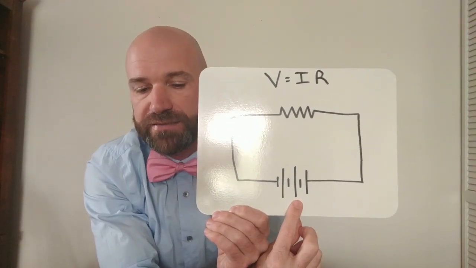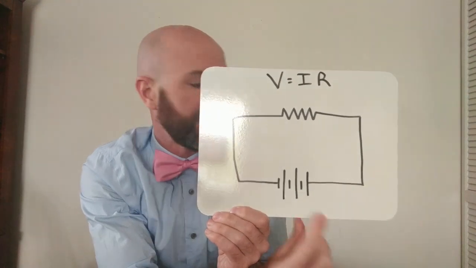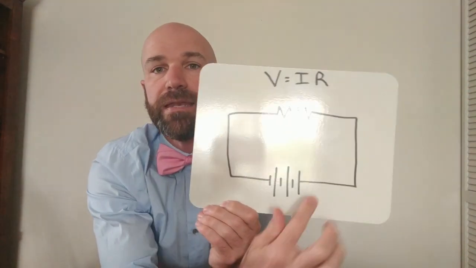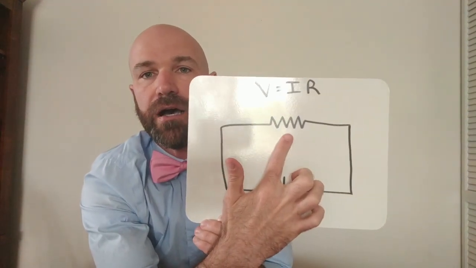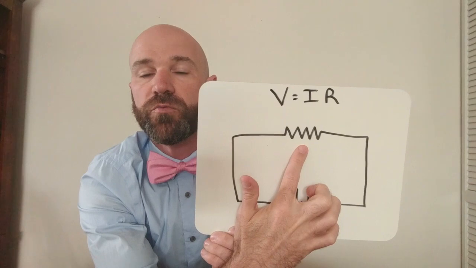You can also think of this as your battery. This is your outlets in your house. Now these lines here are just wires. And this symbol up here is our resistor.